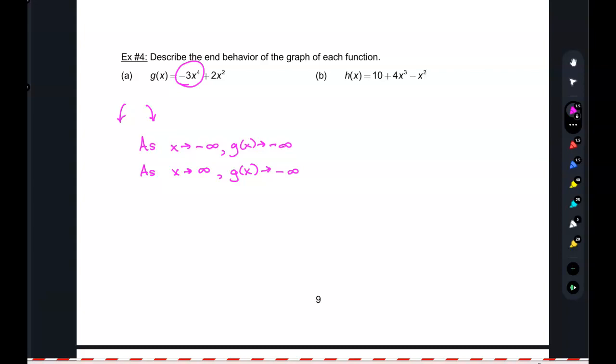The next one's odd, with a positive. So it's going to go up to the right, down to the left. Negative, negative, and positive, so negative, positive, negative, positive, positive. We don't have to answer any of that stuff. We'll do it on the next page. We wouldn't be able to do that without a calculator.